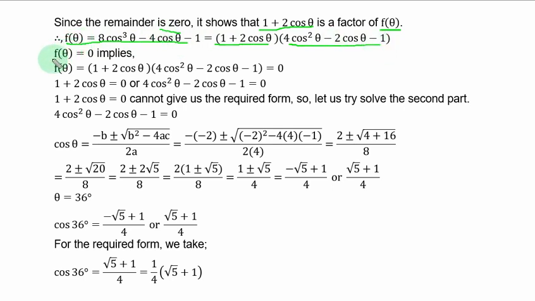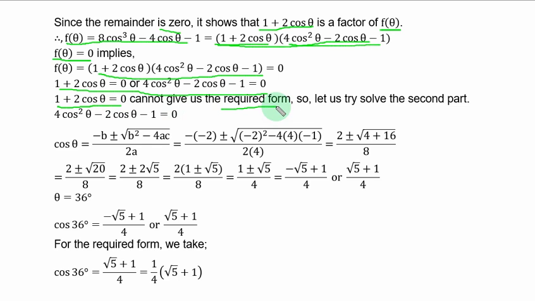Next, we are told that f of theta is equal to 0. This statement implies that what you have here, you equate it to 0, and you equate each factor to 0. Let's take the first one. 1 plus 2 cos theta equal to 0. This one cannot give us the required form.